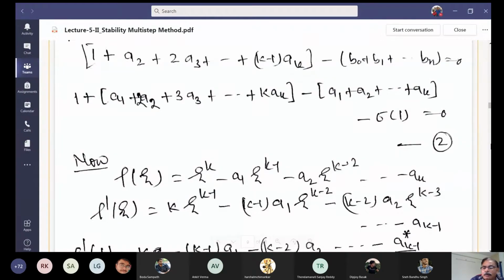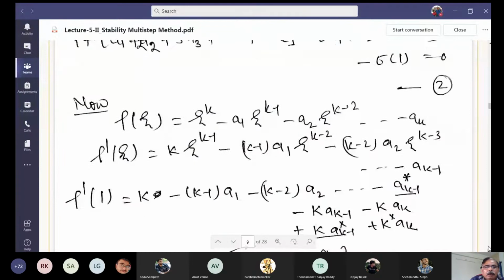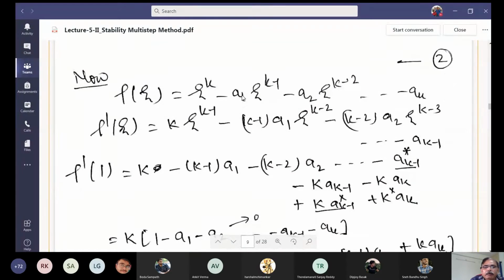Now let us see. Rho xi is given by xi to power k minus a1 xi to power k minus 1 minus a2 xi to power k minus 2 and so on minus ak. What will be rho prime? This is a polynomial. Differentiate with respect to xi. So this will be k xi to power k minus 1, then minus k minus 1 a1 xi to power k minus 2 and so on so forth. Last term will go to 0, and before that term will be available here, that is your minus a k minus 1, because last term is constant. So before that term will be only available once you differentiate that. Is that right?